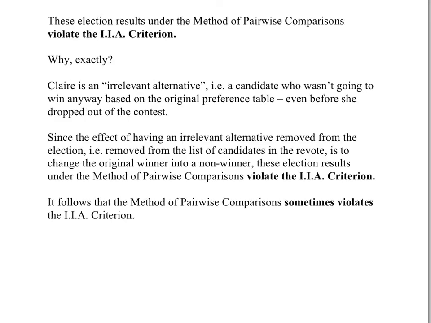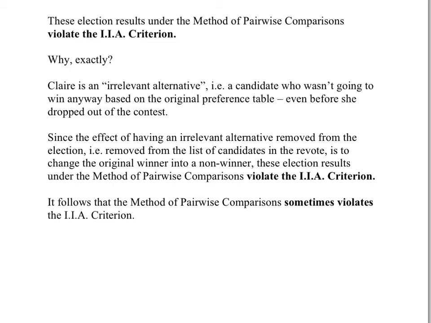These election results violate the I.I.A. criterion. Now, to be clear, why exactly? Claire is an irrelevant alternative, a candidate who was not a winner in the original election. So quite apart from dropping out of the contest, even before she dropped out, she was not going to be the winner. Since the effect of having an irrelevant alternative removed from the list of candidates in the revote is to change the original winner into a non-winner, these election results violate the I.I.A. criterion. So it was the method of pairwise comparisons that brought this absurdity to you.